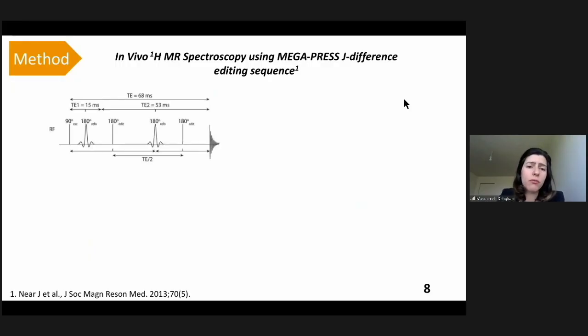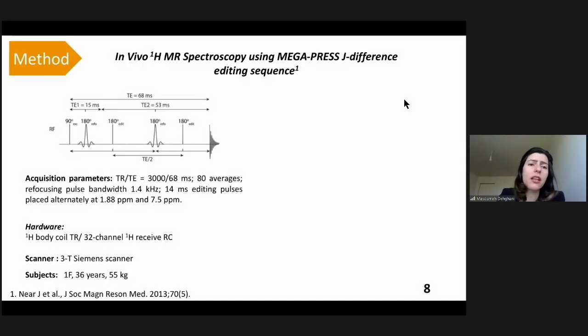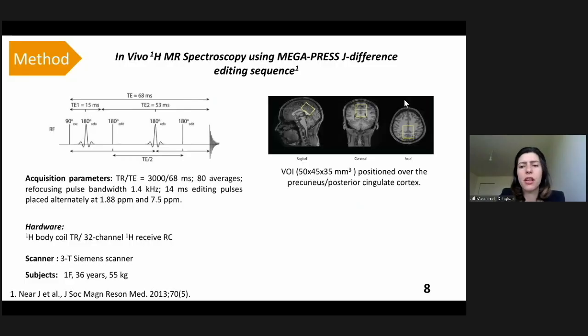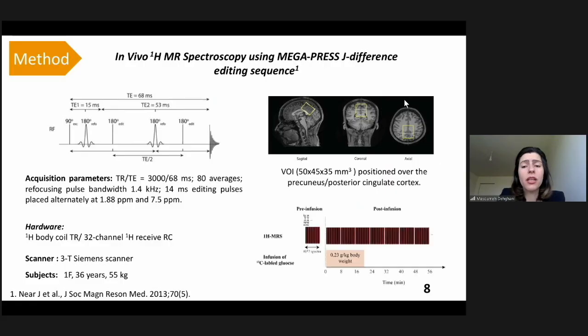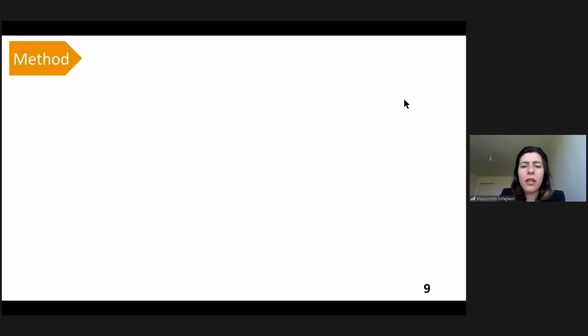The echo time that we use in this sequence was 68 milliseconds, and we also did this study on a 3 Tesla scanner, and one subject has been studied. The voxel was positioned over the precuneus posterior cingulate cortex, and we use the same infusion protocol and MRS acquisition protocol for this sequence as we did for the special sequence.